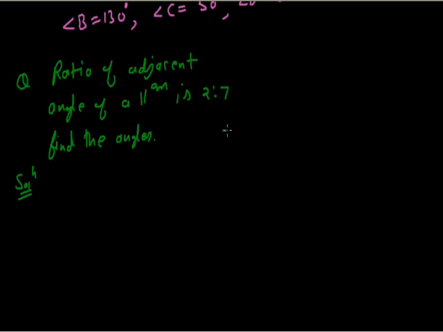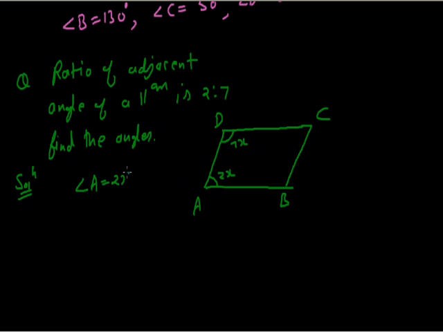So let's draw a parallelogram. Let's say this is a parallelogram ABCD. So the adjacent angles, let's say angle A and angle D are adjacent. Their ratio is given to us, that is 2:7. Let's assume that angle A is equal to 2x and angle D is equal to 7x, because their ratio is given to us, that is 2:7.